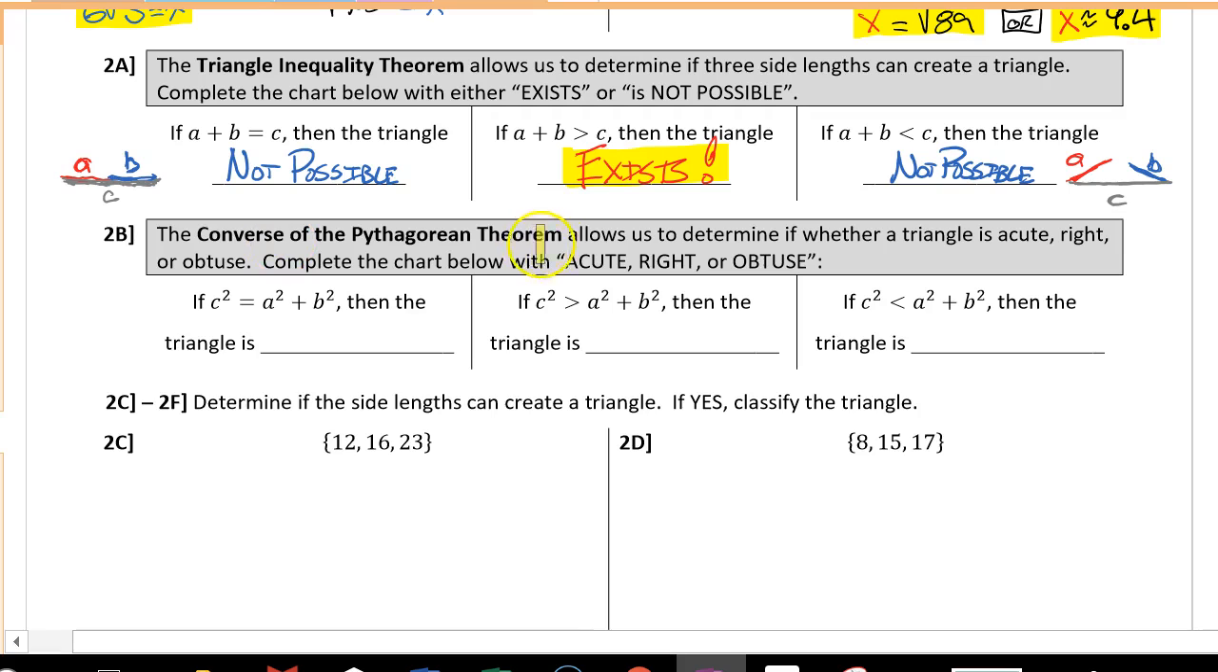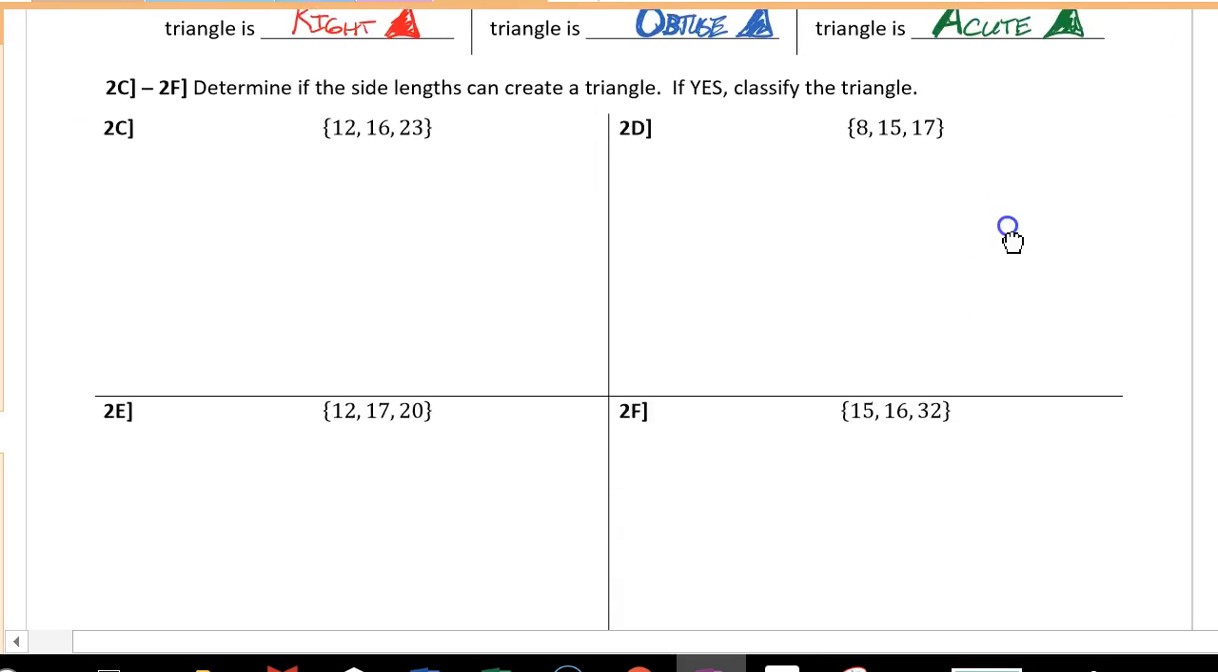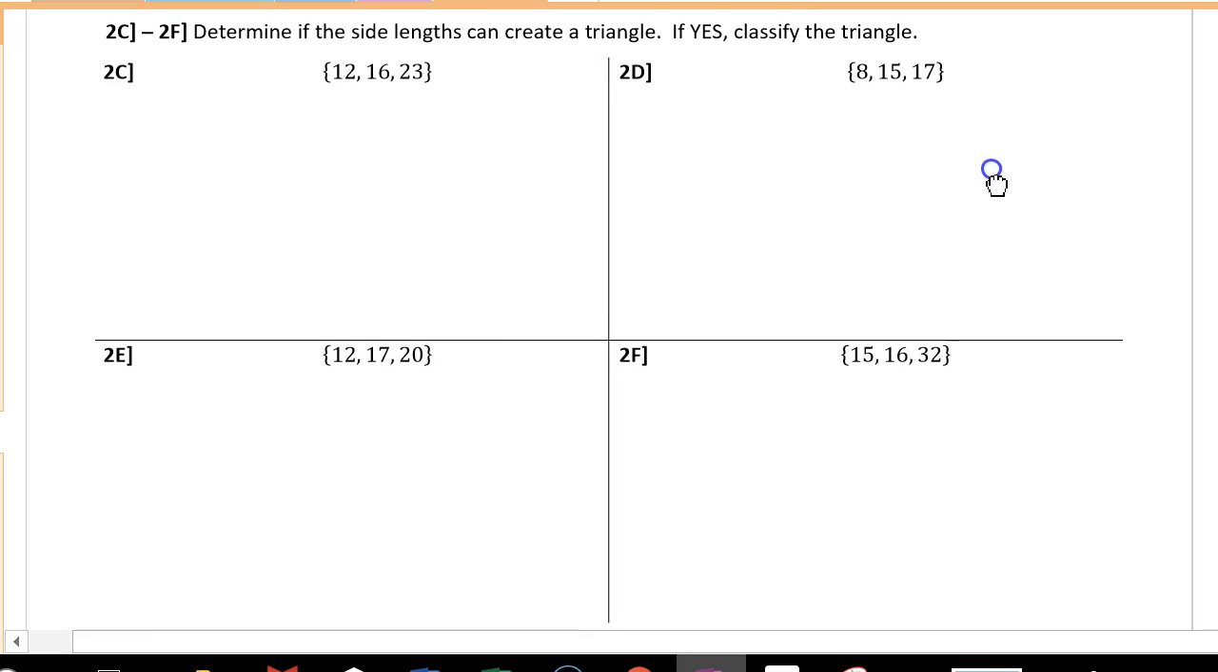The converse of the Pythagorean theorem allows us to determine whether a triangle is acute, right, or obtuse. Completing the chart below with acute, right, or obtuse, we look in our first instance. If c squared equals a squared plus b squared, this is the Pythagorean theorem, then we in fact have a right triangle. In our middle case, if c squared is greater than a squared plus b squared, then we have an obtuse triangle. And lastly, if c squared is less than a squared plus b squared, then we have an acute triangle.